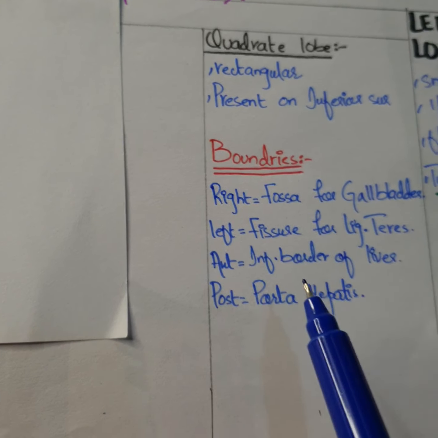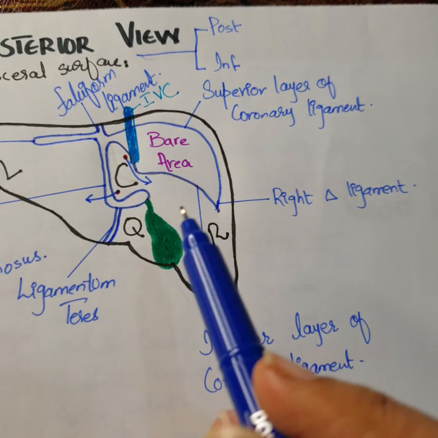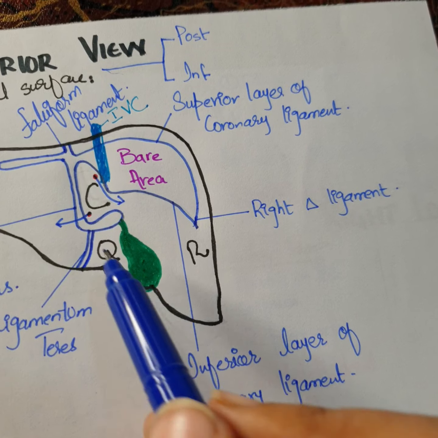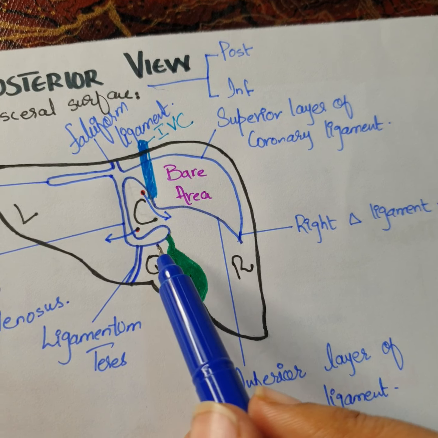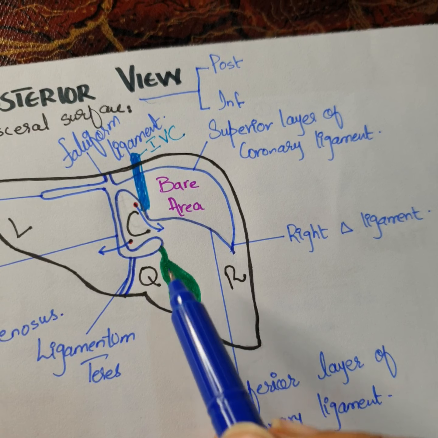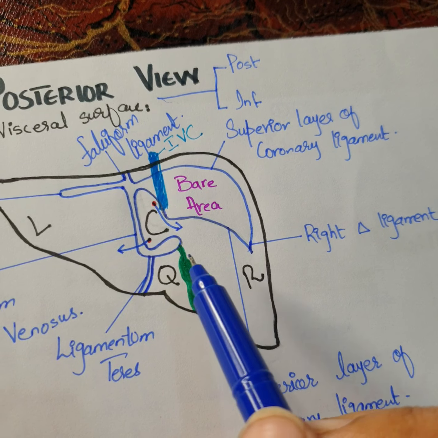Talking about its boundaries, on the right side of the quadrate lobe we have the fossa for the gallbladder. On the left side we have the fissure for the ligamentum teres. Anteriorly we have the inferior border of the liver, and posteriorly we have the porta hepatis.